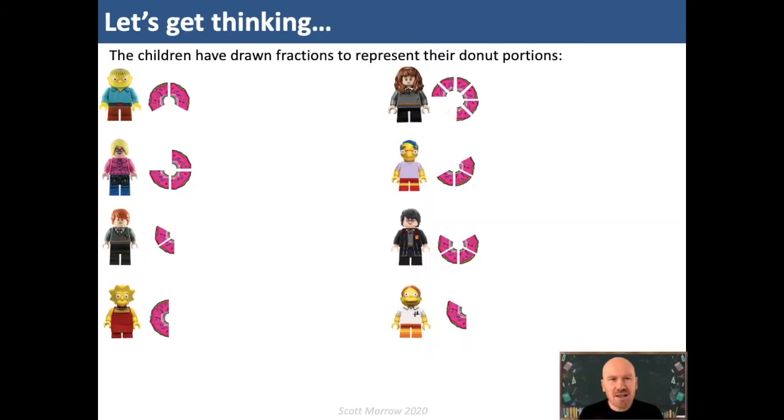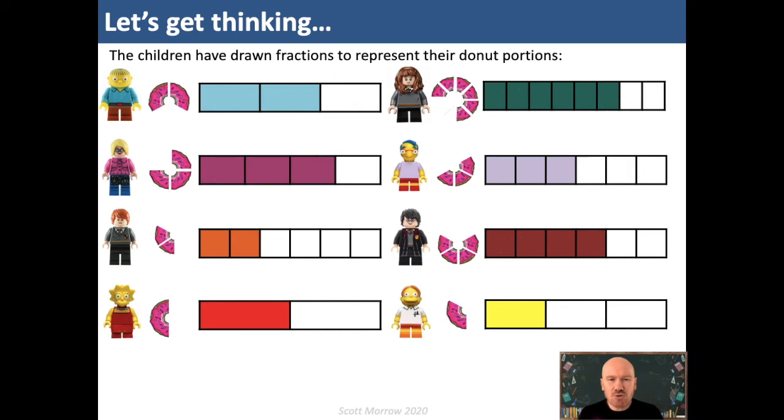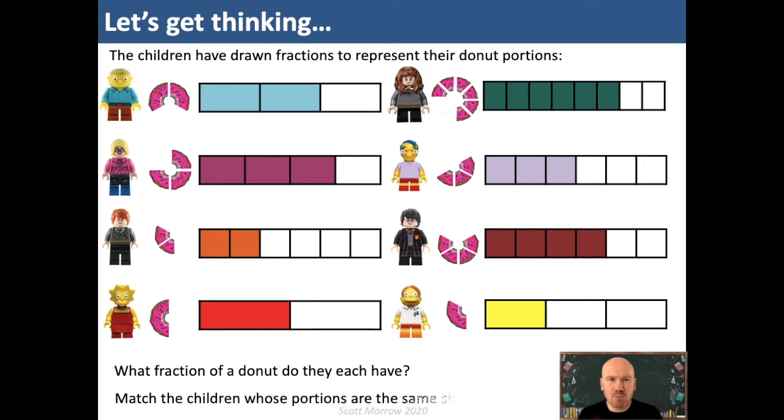To begin with, let's get thinking. The children have drawn fractions to represent their donut portions. With a partner, I want you to discuss what fraction of a donut they each have, and then I want you to match the children whose portions are the same size. So pause the video for a few minutes, discuss your thoughts with your partner, and then share your thinking with the rest of the class.